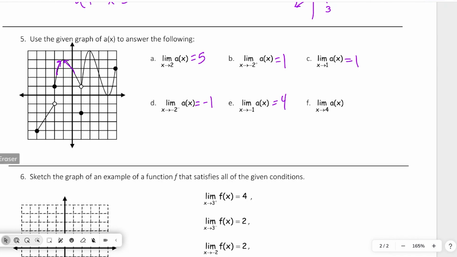And then finally, the limit as x approaches 4. Let's see, 1, 2, 3, 4. Again, the function's continuous here. We haven't really formalized the idea of continuity yet. I keep saying, oh, the function's continuous, but we haven't really talked about what that means. We will shortly, though. I wouldn't worry about it too much. So this limit's going to equal 0.